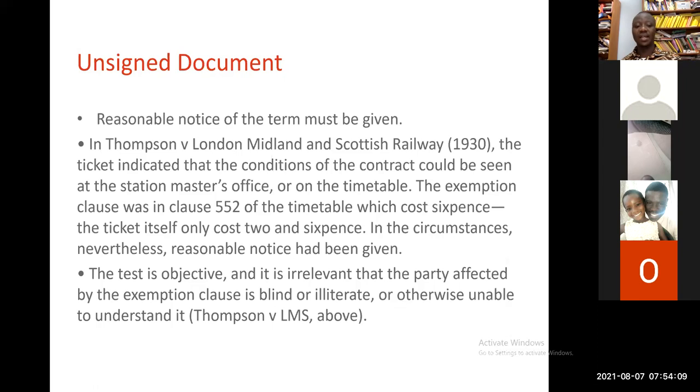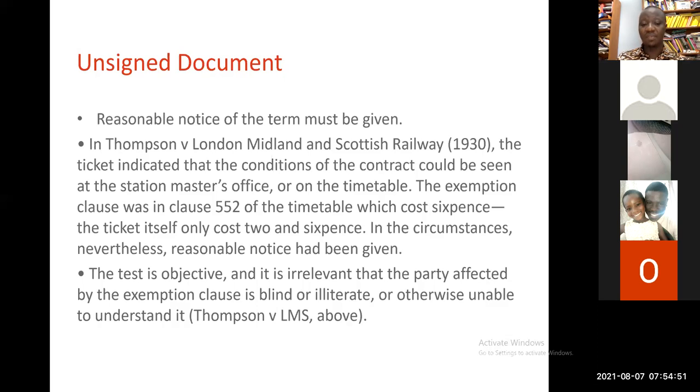You go to the railway station and then you get a ticket, and there's an indication on it that the conditions of the contract, that is the conditions under which the rail company has agreed to carry you on this train, have been stated either on a timetable, or you can get a copy of it from the station master's office, and then you have to pay, let's say, a token to get that. And the court also reviewed that, yes, that could still be treated as reasonable notice.